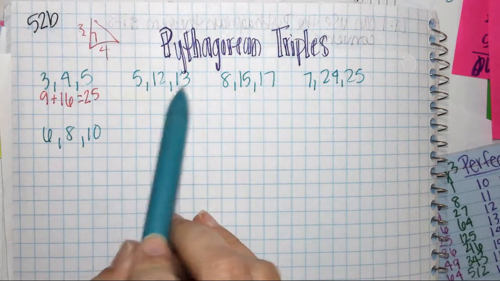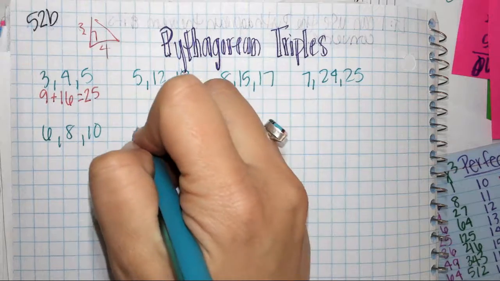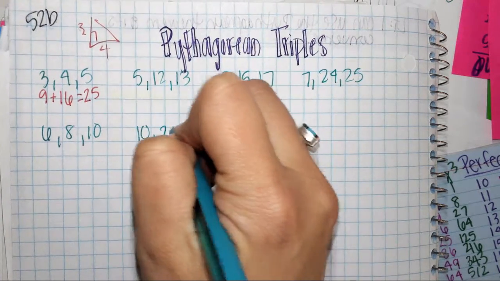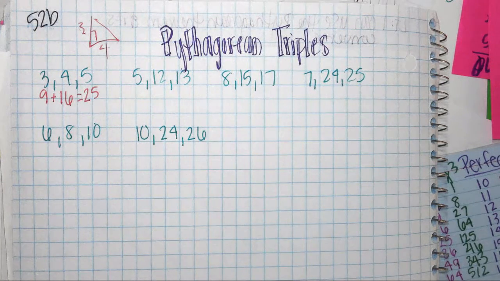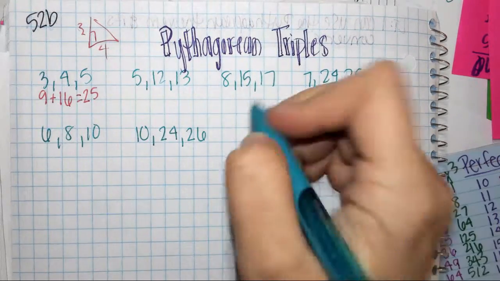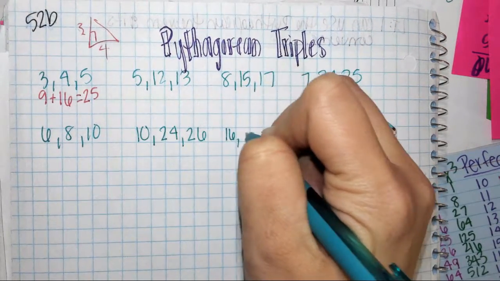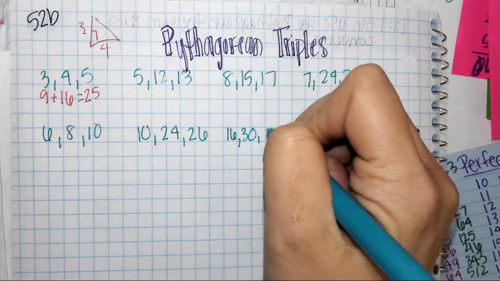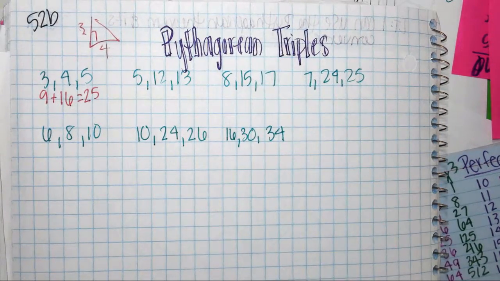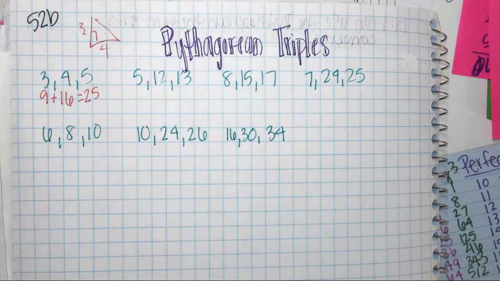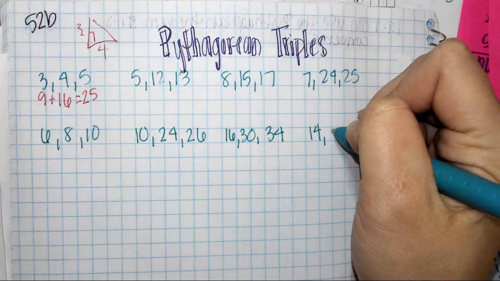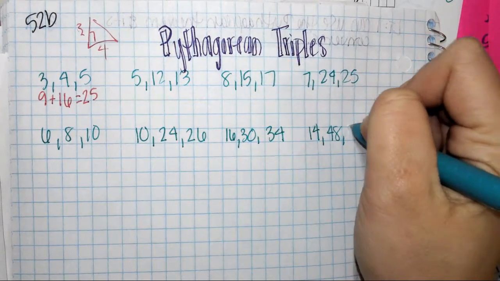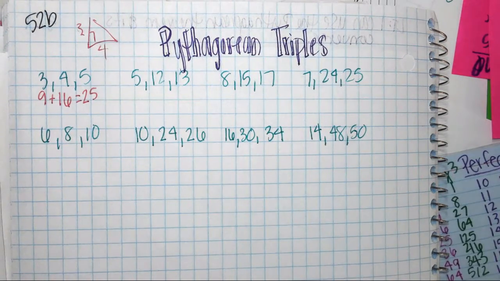If you multiply this by 2, what's 5 times 2? 10. What's 12 times 2? 24. 13 times 2? 26. That's a triple. All right, what's 8 times 2? 16. What's 15 times 2? 30. 17 times 2? 34. That's a triple. What's 7 times 2? 14. 24 times 2? 48. 25 times 2? 50. Got it. Those are triples.